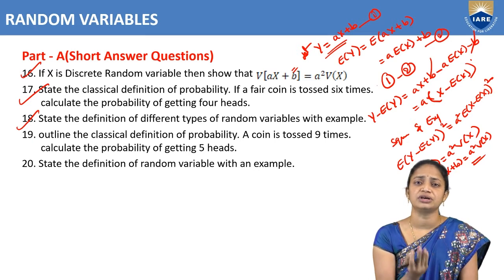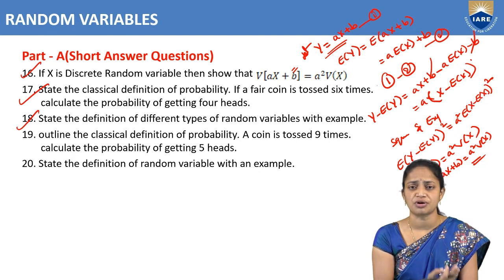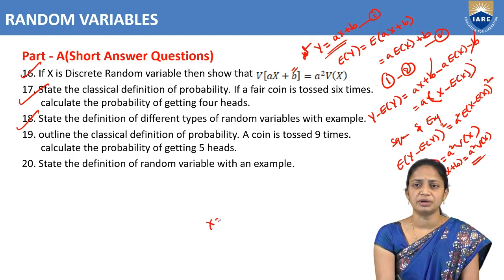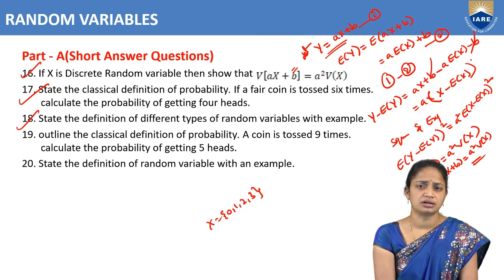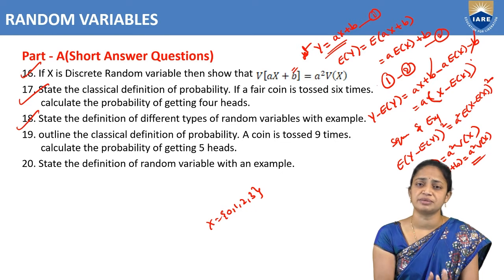If we toss three coins, then the random variable consists of x equal to 0, 1, 2, 3. So that is the example for discrete random variable. Coming to the continuous random variable, what is a continuous random variable? If the range of the random variable is an interval of real numbers, then we can say that it is a continuous random variable.